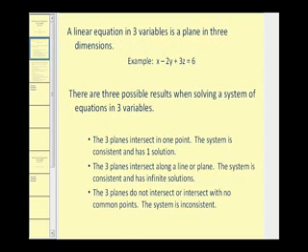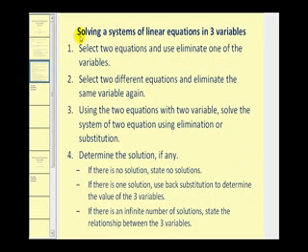Let's take a look at how we're going to solve them algebraically. This method is very similar to the elimination method when we have two equations in two variables. It just takes a lot more work. So here's what we're going to do. Number 1, we'll select two equations and use the elimination method to eliminate one of the variables. Then we'll select two different equations and eliminate the same variable again. Then what we're going to do is take the two equations with two variables and solve the system of two equations using elimination or substitution. From this, we'll be able to identify the type of solution we have, if any.